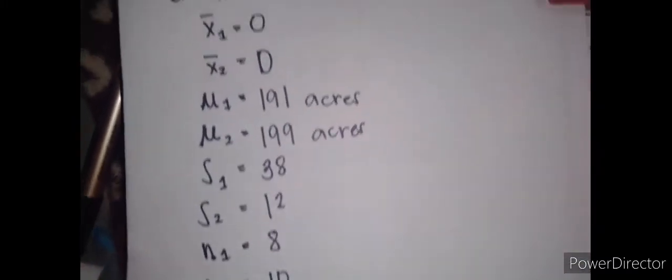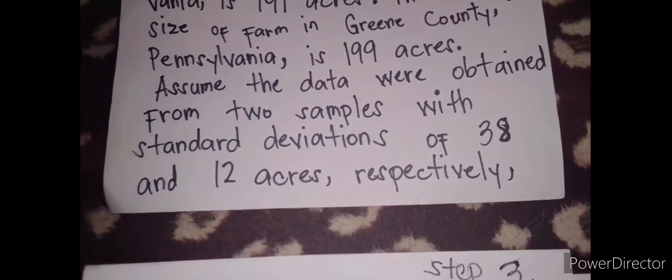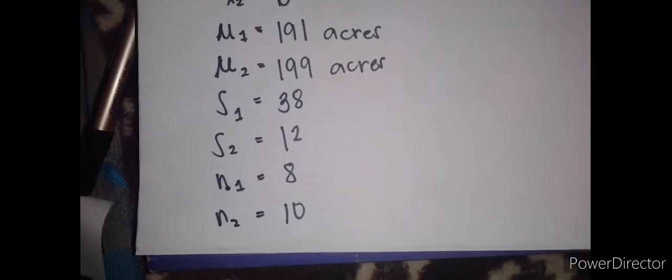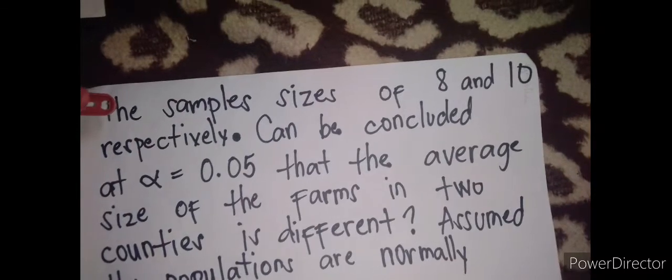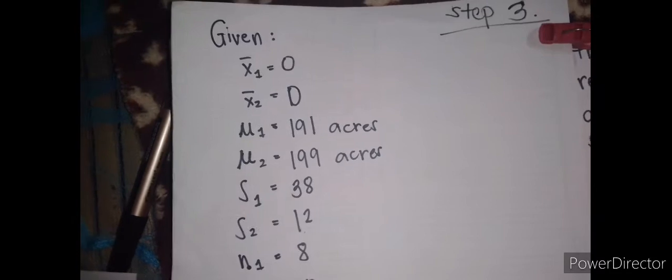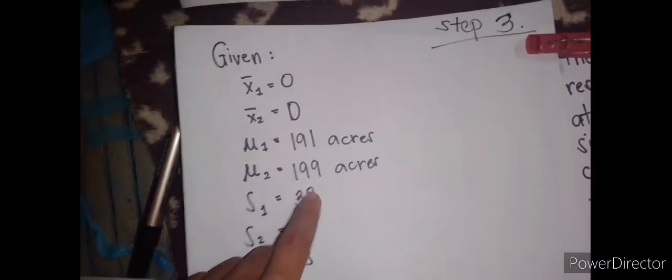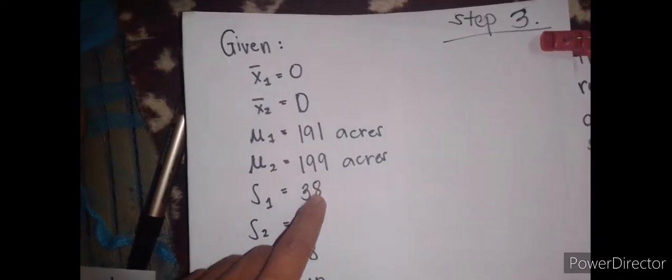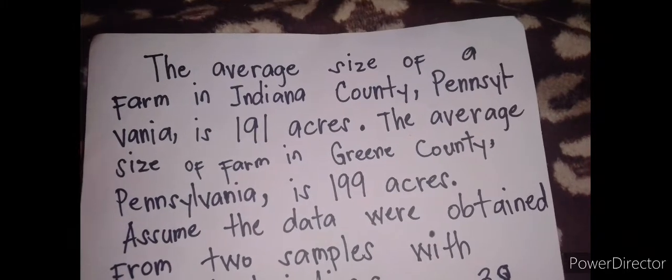The standard deviation is given. The samples have standard deviations of 38 and 12 acres respectively. Then our first and second sample sizes are 8 and 10, also given, respectively. The 191 and 199 acres will be our population means because those are the entire measure of the land in Pennsylvania.